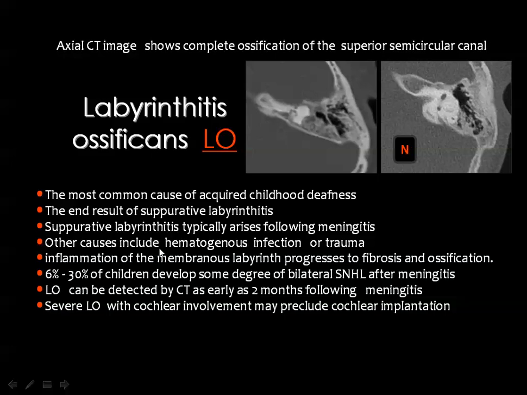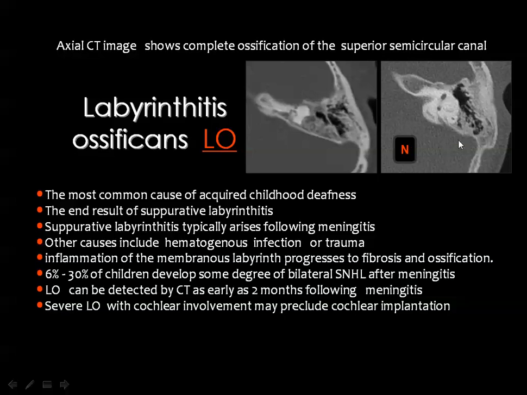There are less common causes, including hematogenous extension of the inflammatory process to the labyrinth or secondary to trauma. Then inflammation of the membranous labyrinth will lead to fibrosis, which will end by ossification. And about 6 to 30% of the children will develop bilateral sensorineural hearing loss after an attack of meningitis. Then you can detect the labyrinthitis ossificans as early as 2 months following this meningitis. And severe ossification of the labyrinth may preclude the possibility for cochlear implantation.